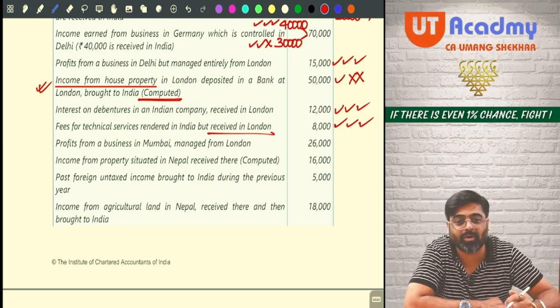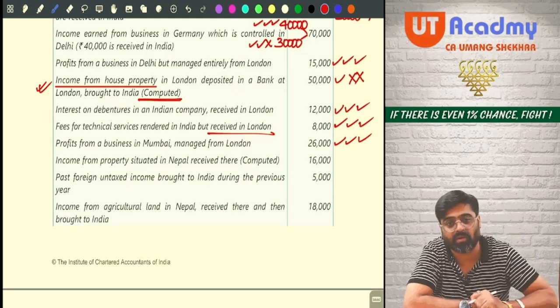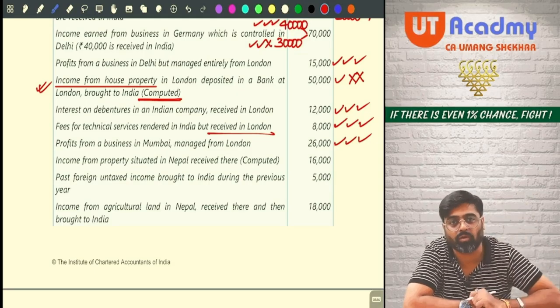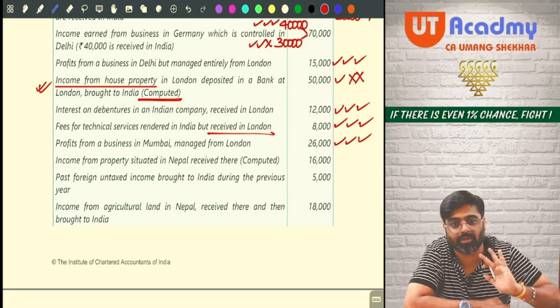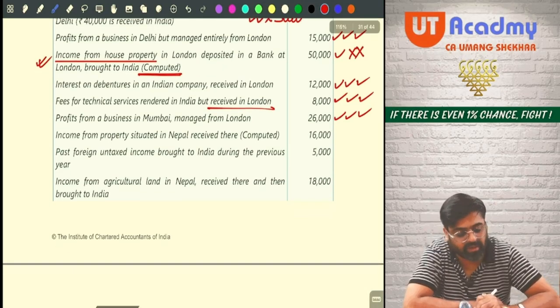So where is the income accruing? India. Indian income. That's it. Now the business is managed from London. Manage from wherever you want to manage. We are not bothered about that. Understanding now? Next one. Income from property situated in Nepal received there.